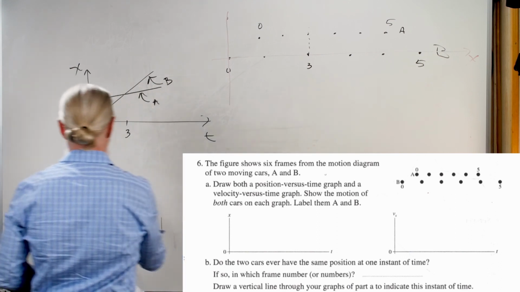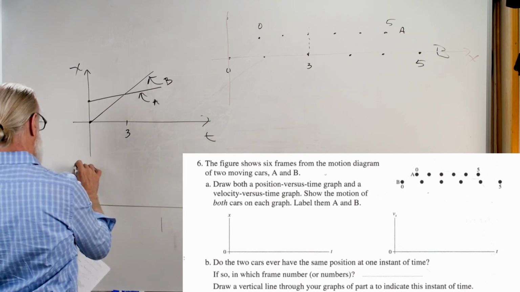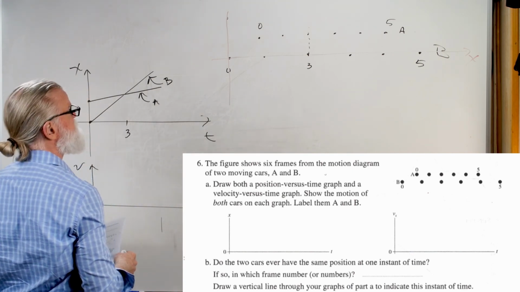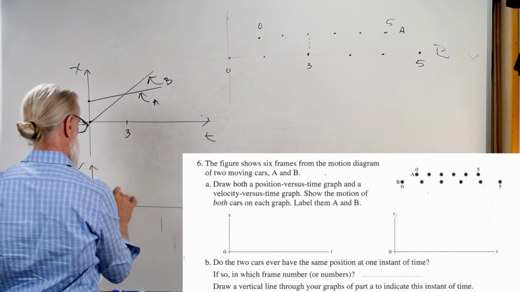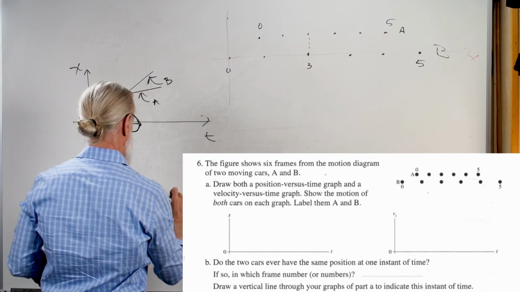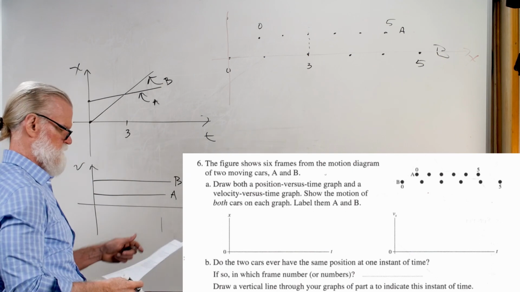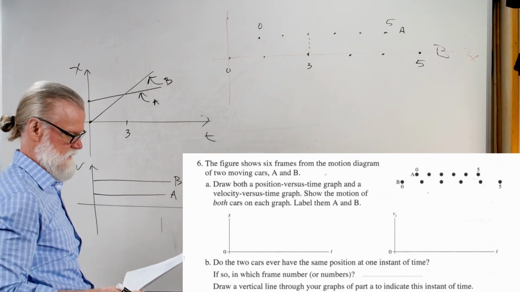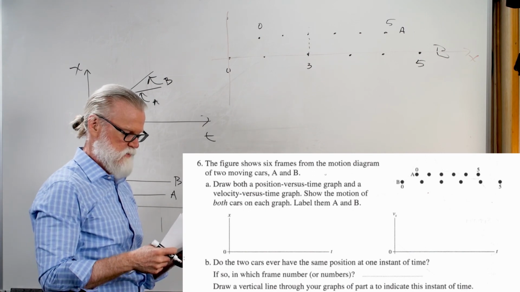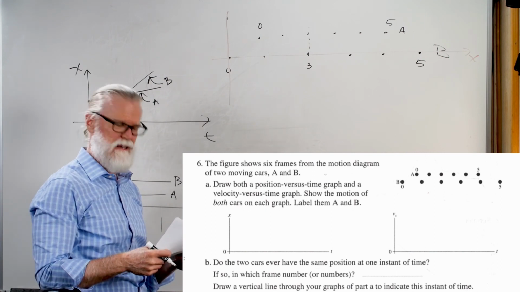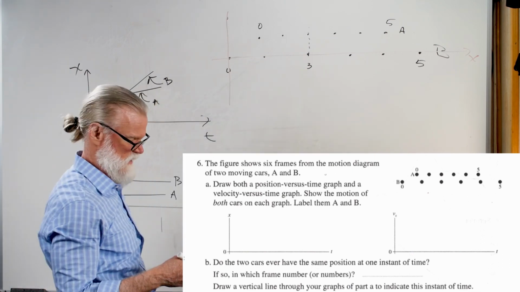Oh, I forgot velocity versus time. So velocity versus time graph looks like this. All right, A is slower. B almost looks like it's almost twice as fast. Something like that. So B is like that and A is like that. So do the cars ever have the same position at one instant of time? Yes, they do. If so, which frame number? 3. It's the same position at 3.